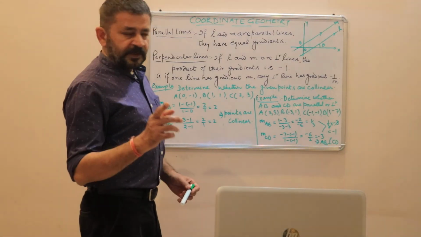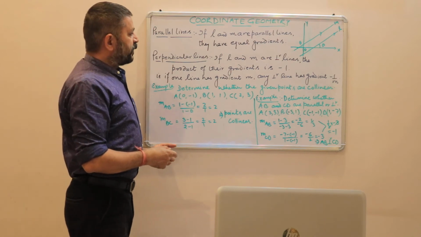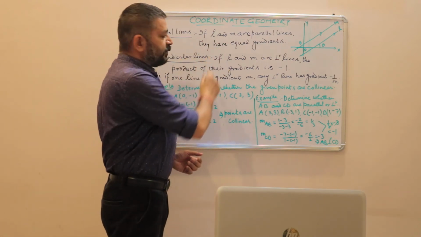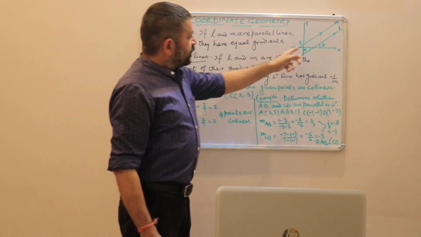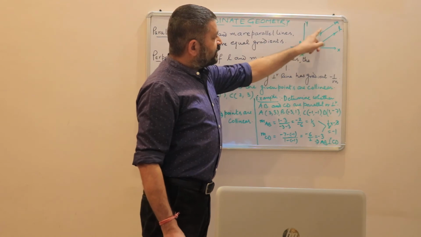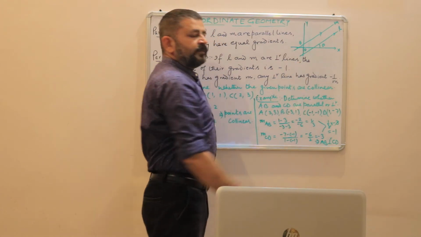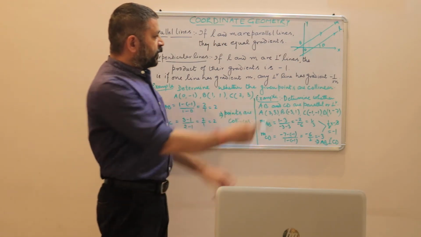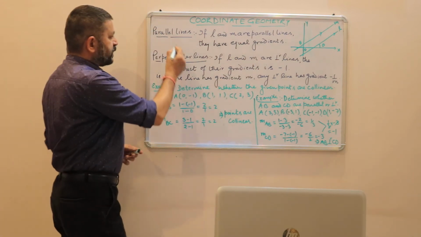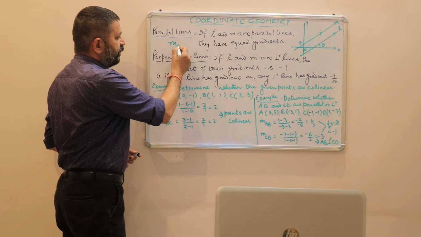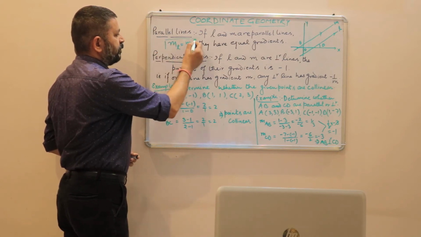On the basis of gradients, we can check whether lines are parallel or perpendicular. If lines L and M are parallel lines, they have equal gradients. We can check from the figure, these two lines L and M are making equal angles, that is theta, with the positive x-axis. So these two lines are parallel, then their gradients are equal. So we can write slope of line L is equal to slope of line M if they are parallel.